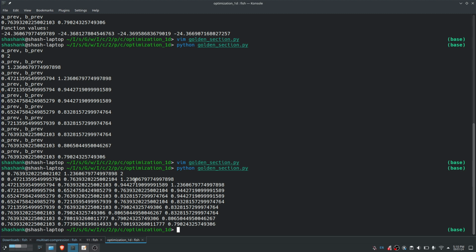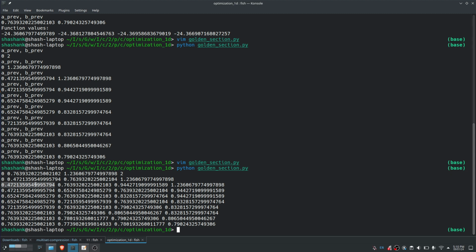Now in this particular iteration, how many new points are added? One new point, or 2? There's only one, because 0.763 was already here, 1.23 was already here. So in the second iteration, I only need to evaluate at 0.472. Let's go to the next iteration.